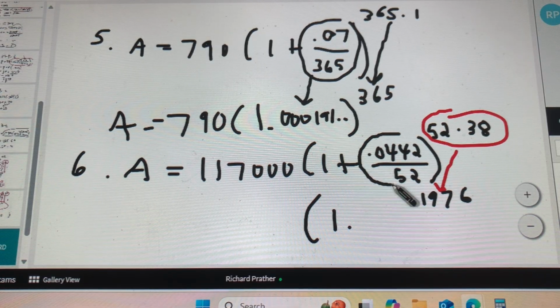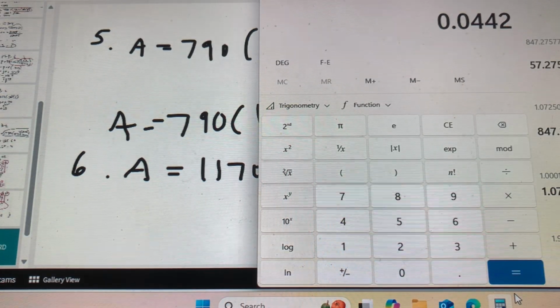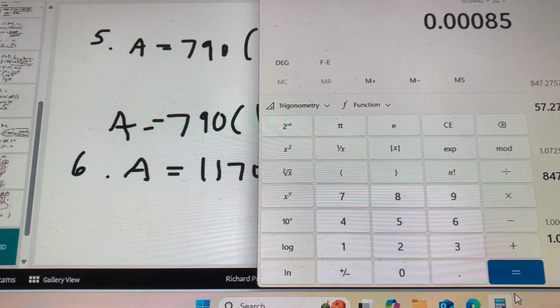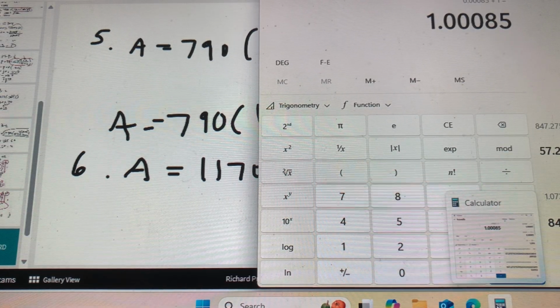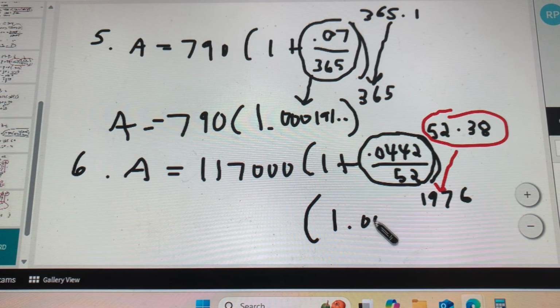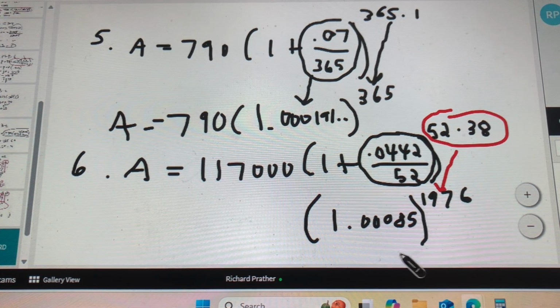Do the fraction next. 0.0442 divided by 52. And immediately add 1 to it. So that way you'll get 1 point, whatever it is. 1 point. Now that's weird how it came out nicely. 1.00085 exactly. It wasn't some really long decimal like the last couple of problems were.